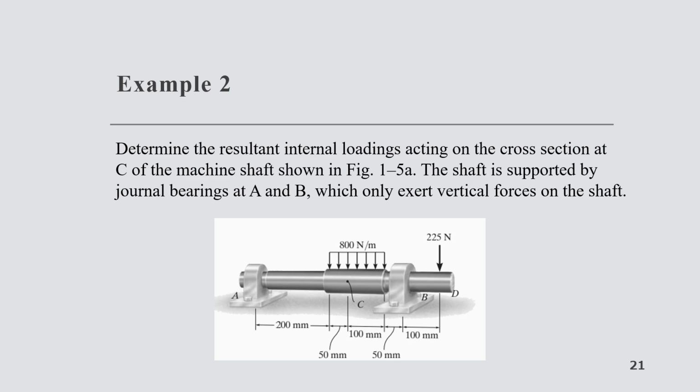Okay, in this example we need to determine the internal resultant loadings at the point C of the machine shaft. This shaft is supported by journal bearings at locations A and B, which only exert vertical forces on the shaft. So we know that points A and B are not offering any resistive forces to horizontal force or bending moments.